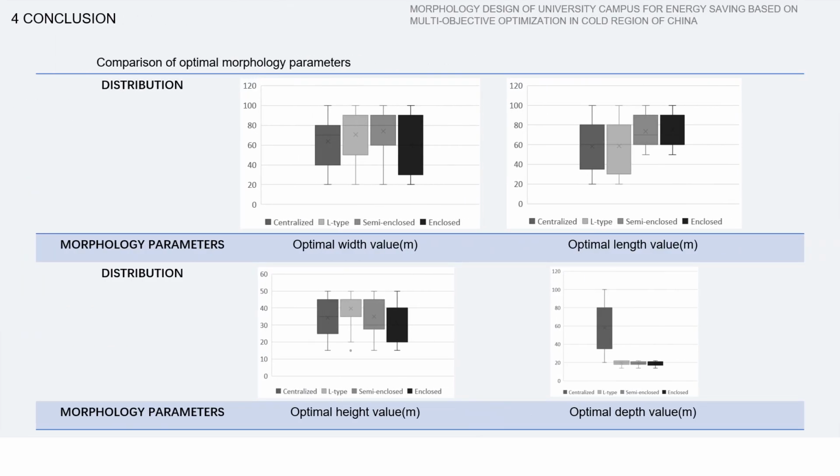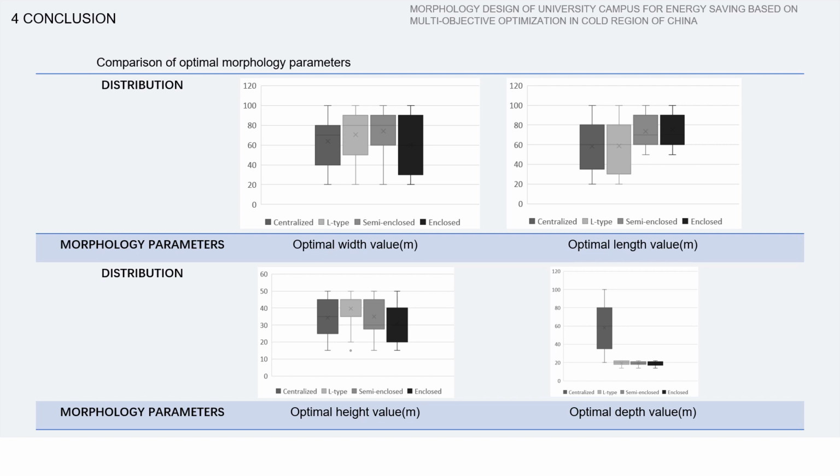As for the optimal morphology parameters, the table shows that for the width scale, 4 prototypes all have flexible range and can achieve better energy-saving performance with a scale of 30 to 90 meters. For the length value, types of semi-enclosed and enclosed were more compatible for the length scale larger than 60 meters.